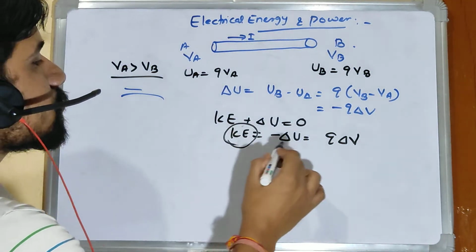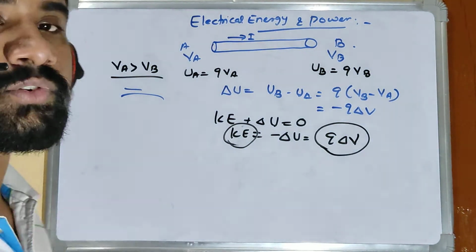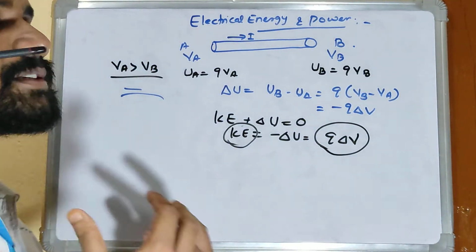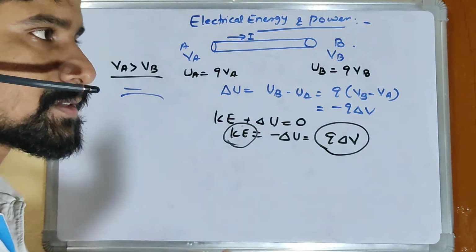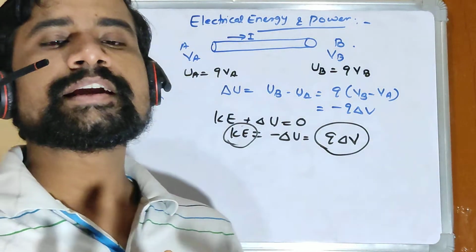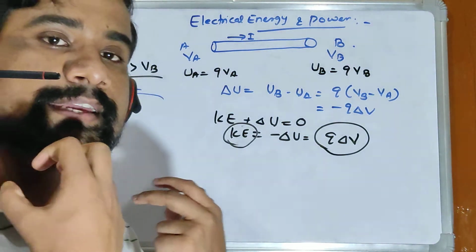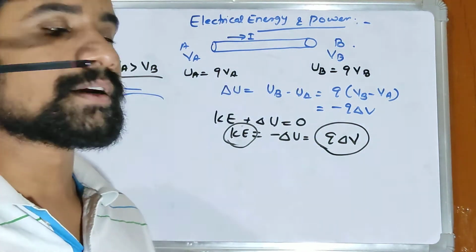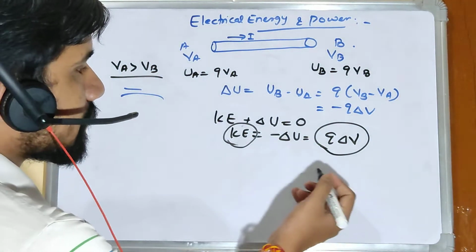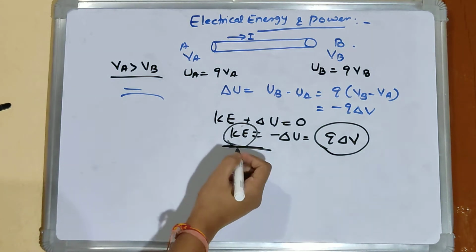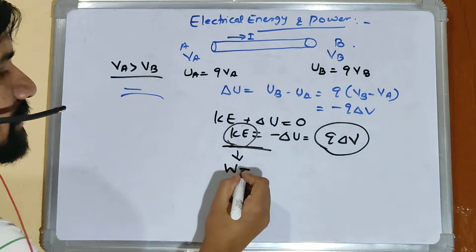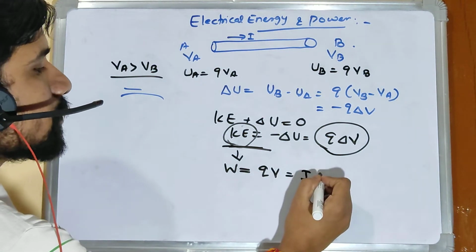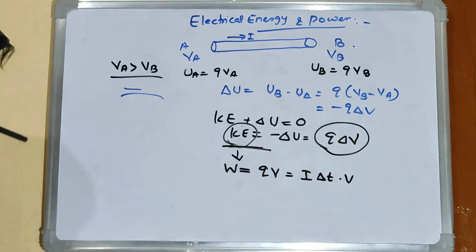And where is this kinetic energy going? We should know where this kinetic energy is going. So this kinetic energy results in the vibration of carriers, right? And it will result in dissipation of power or heat. This will go as heat energy in this conductor, right? If I write this in terms of work, Q into delta V is the potential term, and Q is nothing but I into delta t, and into V, right?